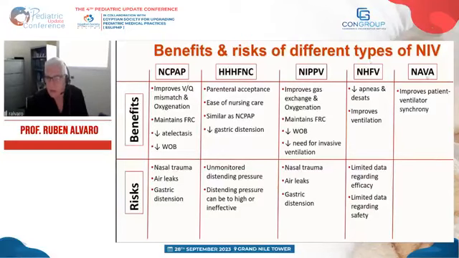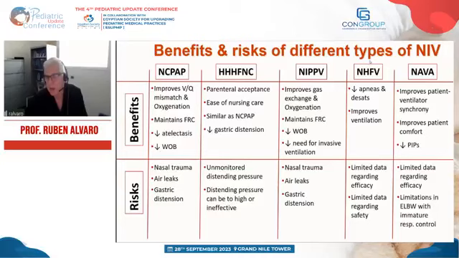it improves patient-ventilator synchrony, improves patient comfort, and also decreases PIPs because you are delivering that pressure when the baby is inspiring. So it's fully synchronized. The problem with NAVA is, again, there is limited data regarding efficacy and also limitation for extremely low birth weight infants when they have an immature respiratory control, and trying to synchronize with that immature respiratory control may not be the best thing for the baby.